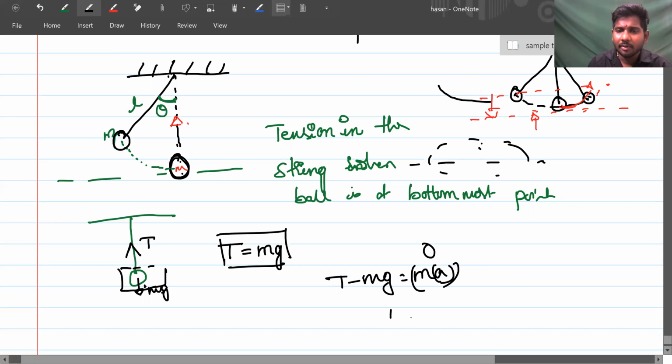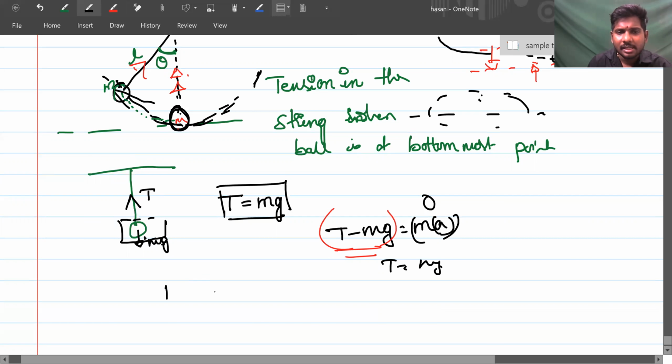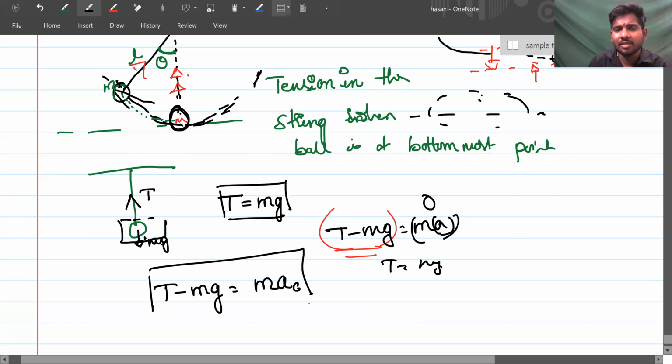But now in this situation, it is actually accelerating. Why? Because it is moving as a part of a circle, right? If it is a part of a circle, there should be centripetal force, right? The centripetal force will be directed towards the center. Now that centripetal force will be provided by T minus mg. So T minus mg is equal to m into the acceleration of the centripetal force towards the center. Got it?